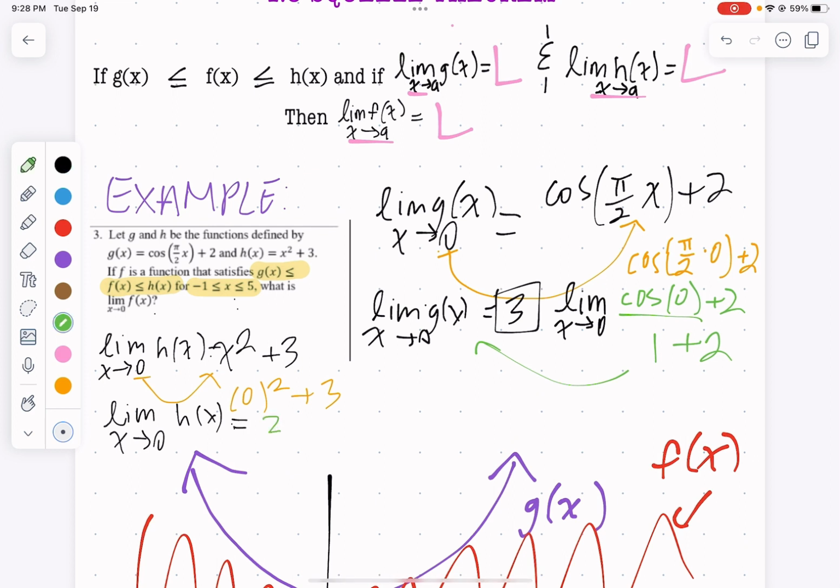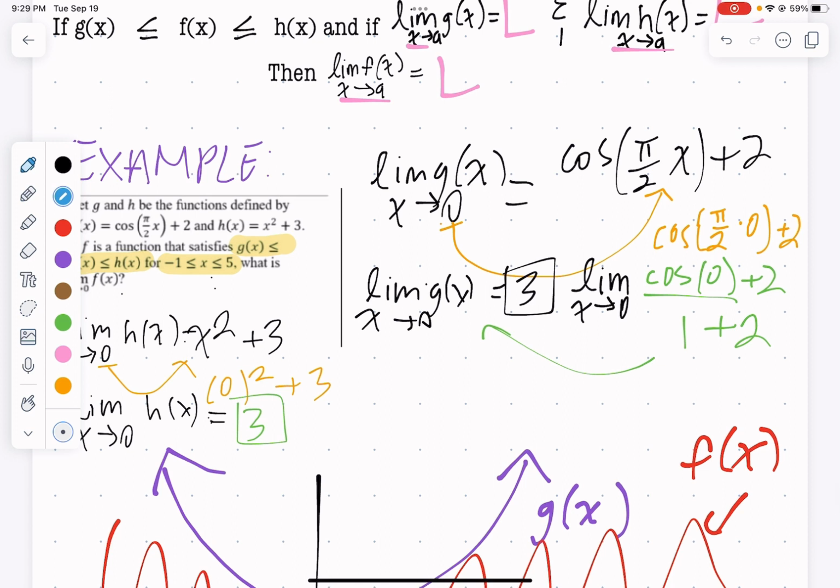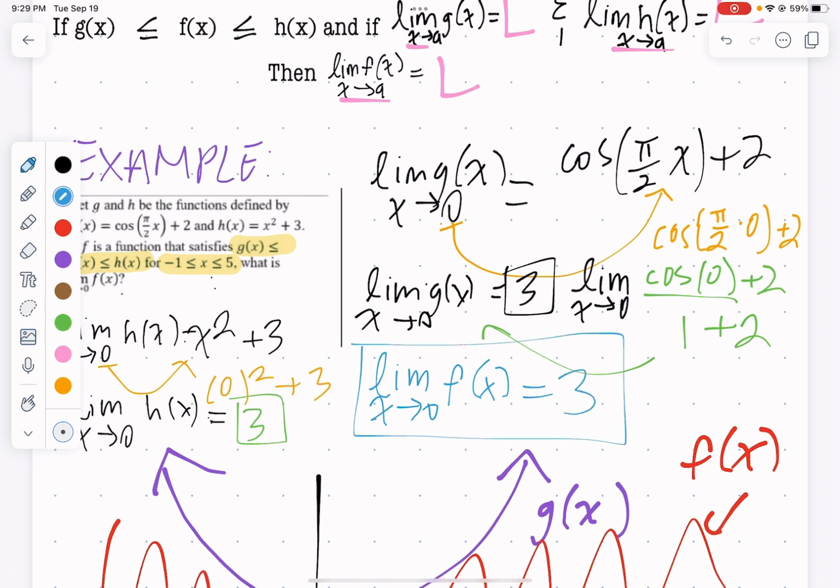Because h of x and g of x have the exact same limit value, which is 3, that means the limit as x approaches 0 of f of x, according to the Squeeze Theorem, should be 3. And that should be your final answer there.